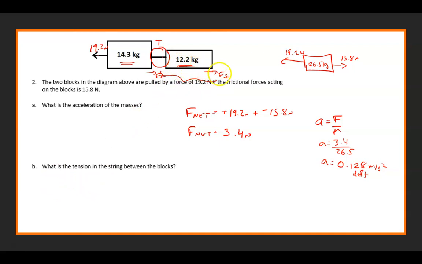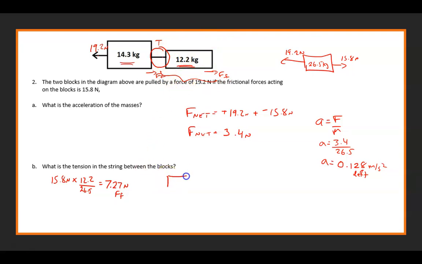So taking the 12.2, finding the friction, well, the friction we know is 15.8 newtons, and we're just going to multiply that by 12.2 over 26.5. And that will get us a percentage of the 15.8 newtons, what percentage is responsible from this particular mass. And that calculates to 7.27 newtons of friction acting on just this block.